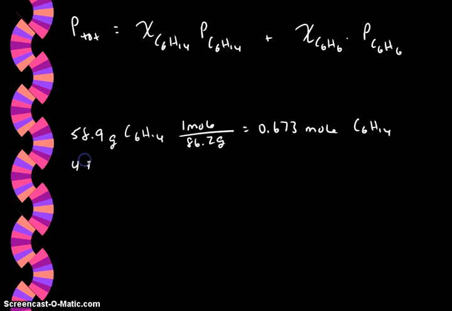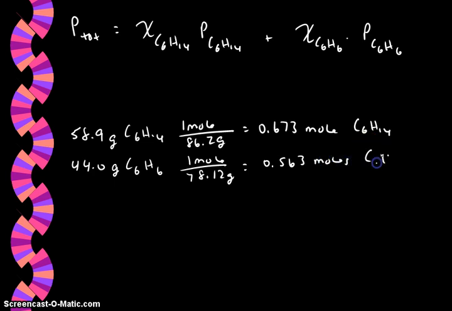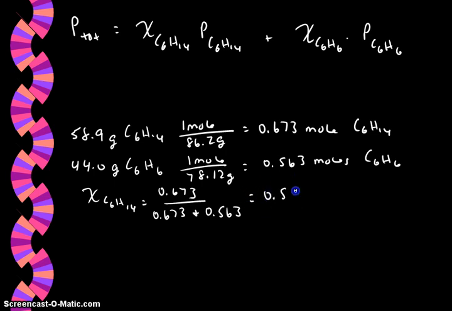We're going to take the 44.0 grams of benzene and convert that to moles. So 1 mole is 78.12 grams. And that'll give us 0.563 moles. Now we can figure out our mole fraction. So our mole fraction for our hexane is going to be 0.673 divided by 0.673 plus 0.563. And that'll give us a mole fraction of 0.544.